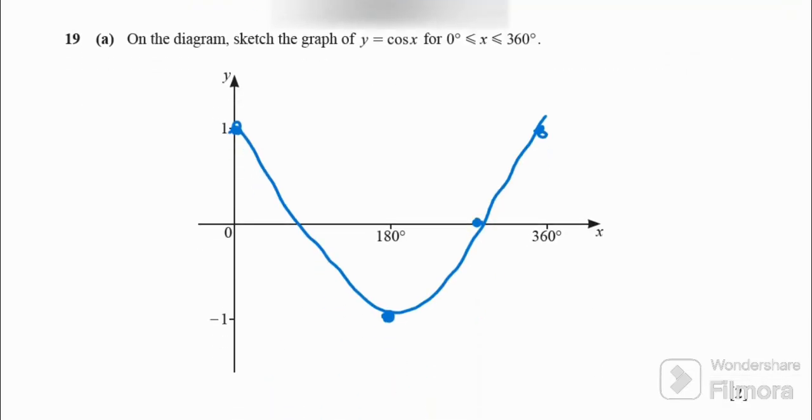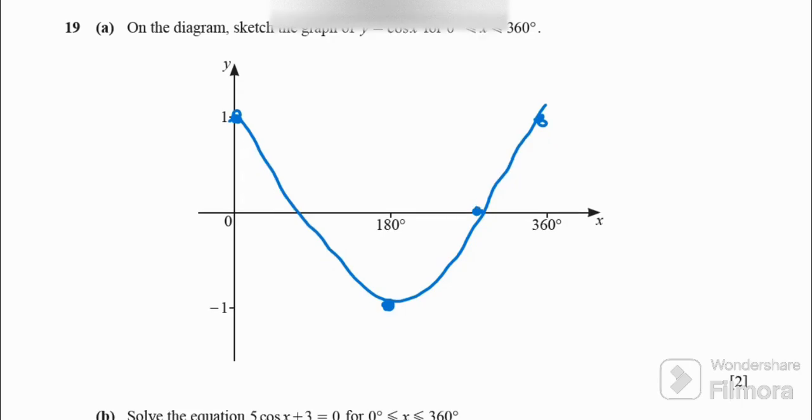Question 19 states: on the diagram, sketch y equals cos x for 0 to 360. First we will use cos on the calculator and calculate 180 degrees with cos. We will input the point over here. Then for 270 it will be over here. Then for 360 it will be over here. Then we will connect these points and this will be the graph, drawn like this.